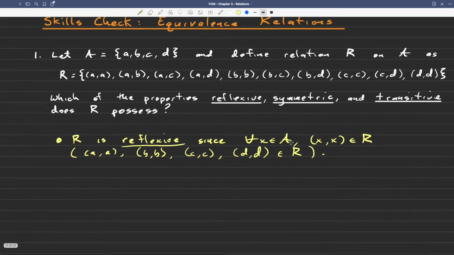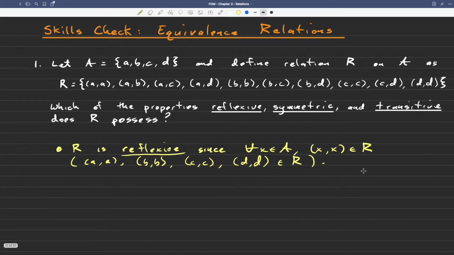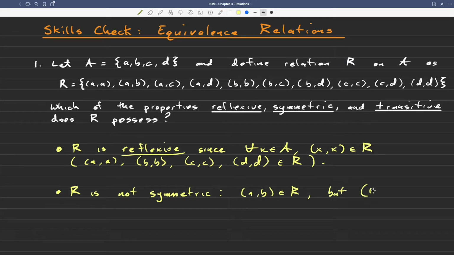Okay, so how about the property of symmetry? Is it always true that, for every 2 elements, A and B, let's say, if A is related to B, is it also true that B is related to A? I don't think so, because in particular, I'm looking at, well, here's (A, B). Do you see (B, A) anywhere else in there? I don't see (B, A), so it's not symmetric. So (A, B) is in R, but (B, A) is not in R. So that's it. There's a counterexample.